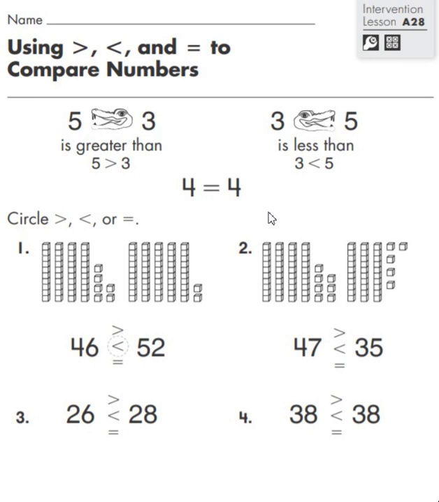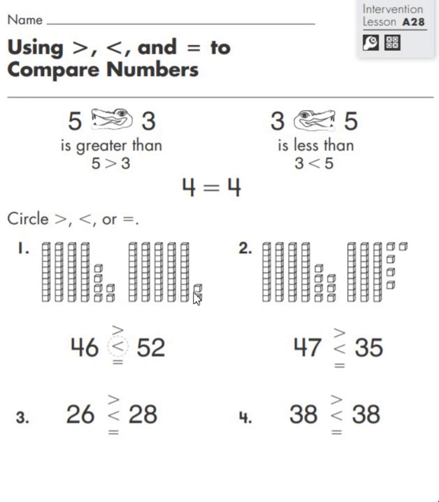Now those are fairly simple examples, but if we look down here, we have some two-digit numbers to compare. And we have place value block examples for the first two. So let's take a look. We are comparing the two numbers 46 and 52. Here's 46 in place value blocks. It's got 4 10s and 6 1s. 52 has 5 10s and 2 1s.